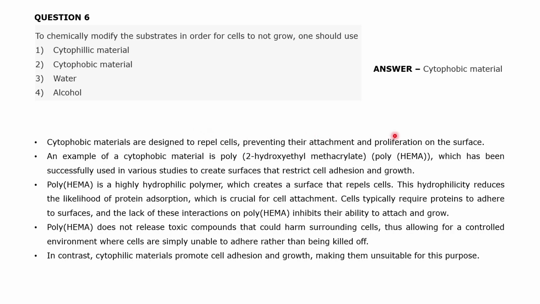If you look into any kind of adherent cells, they require an extracellular matrix to attach and then proliferate, right? So if the attachment is prevented, those kinds of cells won't grow. Examples include polyHEMA, or 2-hydroxyethyl methacrylate, which restricts cell adhesion and in turn prevents growth. So in case of adherent cells, these are used, and it is also non-toxic in nature.